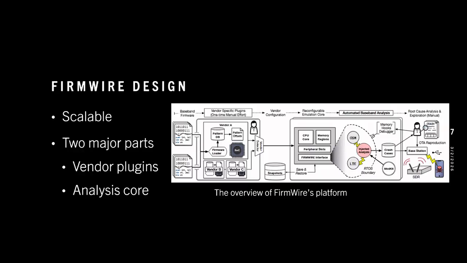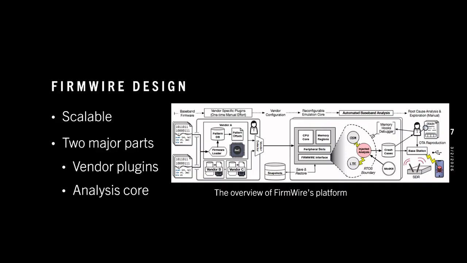So here we get to a slide with an actual image, and we're going to be talking about FirmWire's design. The authors wanted to ensure that FirmWire could be scalable for many different images, and be able to view the states at the beginning, and that it would be capable of emulation. So looking at the image here, it's the overview of how FirmWire works and FirmWire's platform.